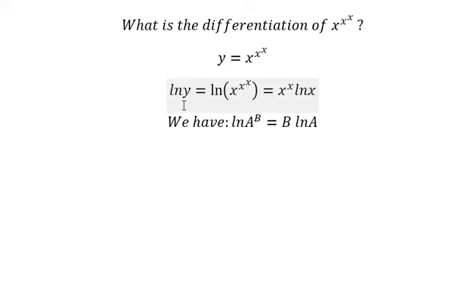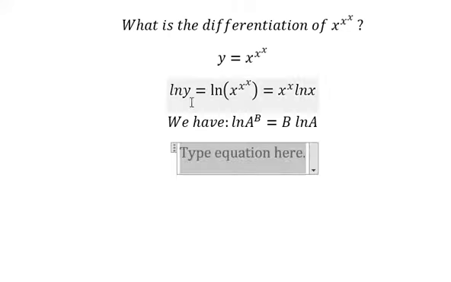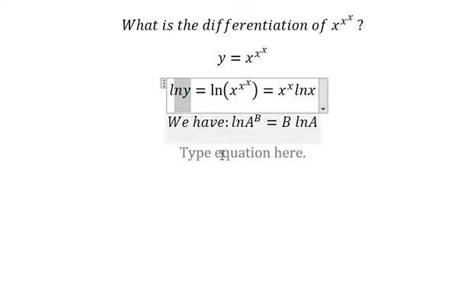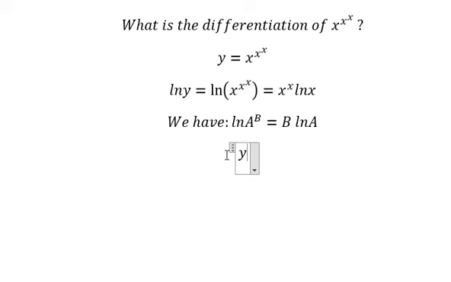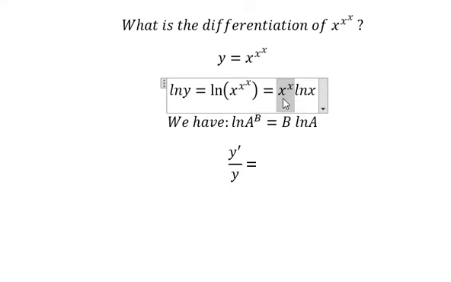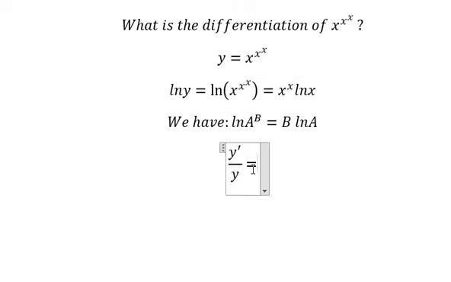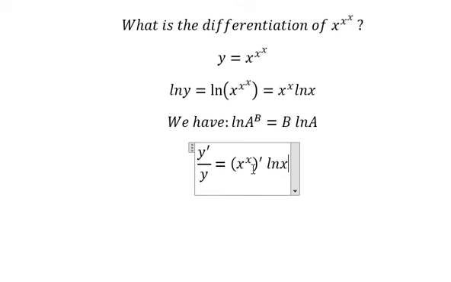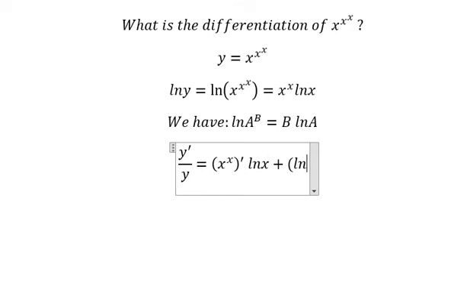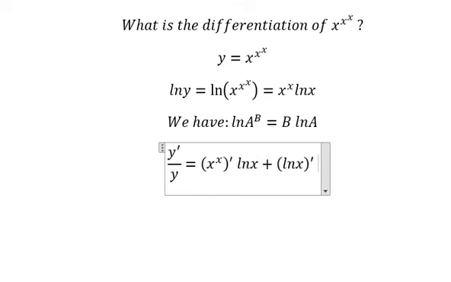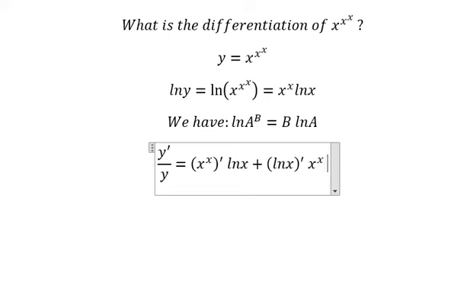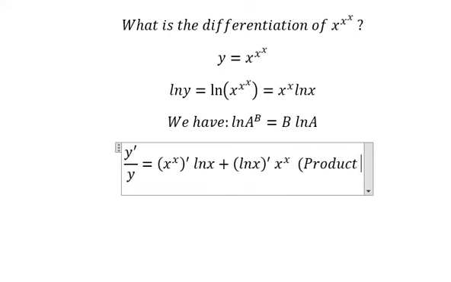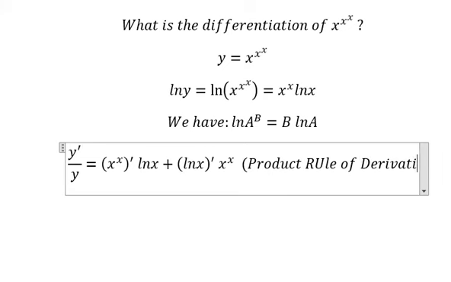Next, we need to do first derivative for both sides. First derivative of ln y, we have first derivative of y over y. Next, we will do first derivative of ln s, s to the power of s multiplied by ln s. Later, we do first derivative of ln s multiplied by s to the power of s. This is about the product rule of derivative.